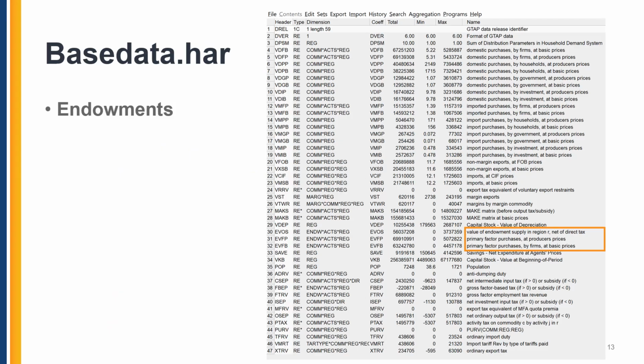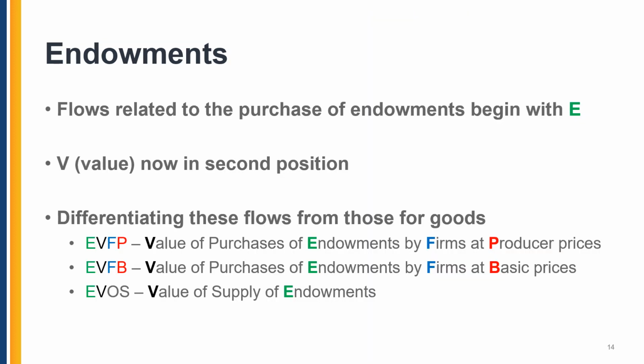Let's now turn to flows related to endowments, also known as factors. Coefficients for these flows begin with an E for endowment, and the V for value is now in the second position. This helps differentiate flows of endowments from flows of goods. In this category, we have EVFP, which is the value of purchases of endowments by firms at producer prices. EVFB is the purchase of endowments by firms at basic prices, and EVOS is the supply of endowments.